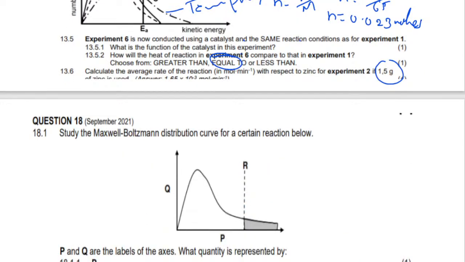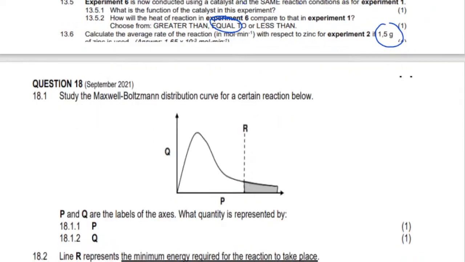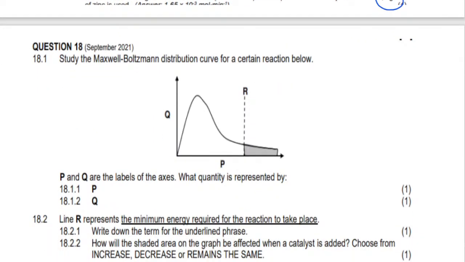When we go to the next question, yeah, it's about still the Maxwell distribution curve. This one, the reason why I like it is because whenever they bring it, students tend to fail. They tend to fail. Let's go to the next. Started a Maxwell distribution curve for this reaction.